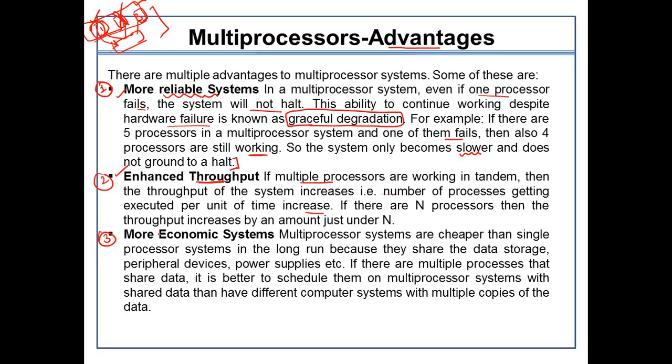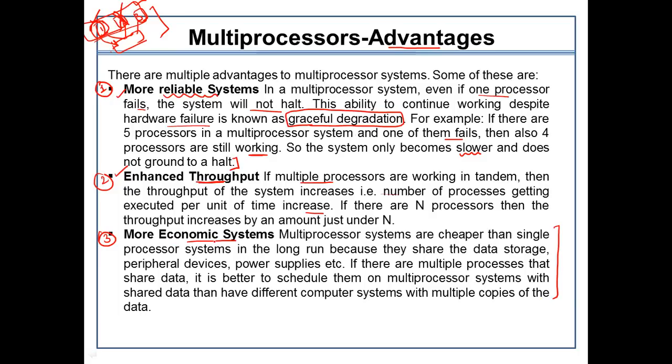Then the third point: we can develop more economic systems. This point is important to understand here. So first of all, let's discuss the theory, and then I will elaborate on it with some example. So these are the more economic systems.